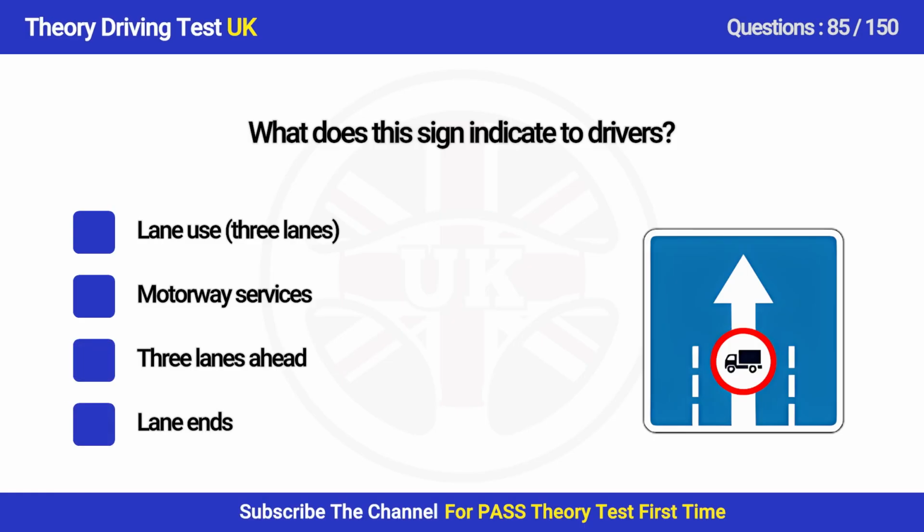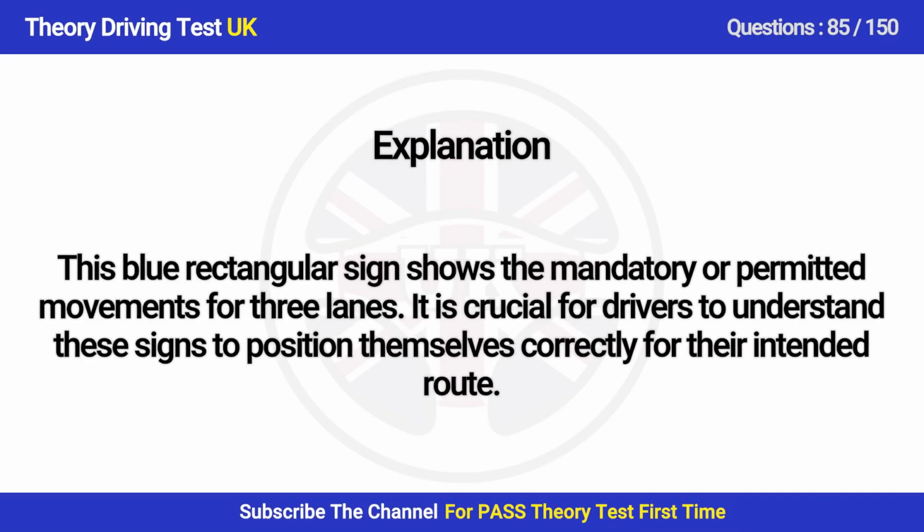Question 85. What does this sign indicate to drivers? A. Lane use, 3 lanes. B. Motorway services. C. 3 lanes ahead. D. Lane ends. Answer is A. Lane use, 3 lanes. This blue rectangular sign shows the mandatory or permitted movements for 3 lanes.